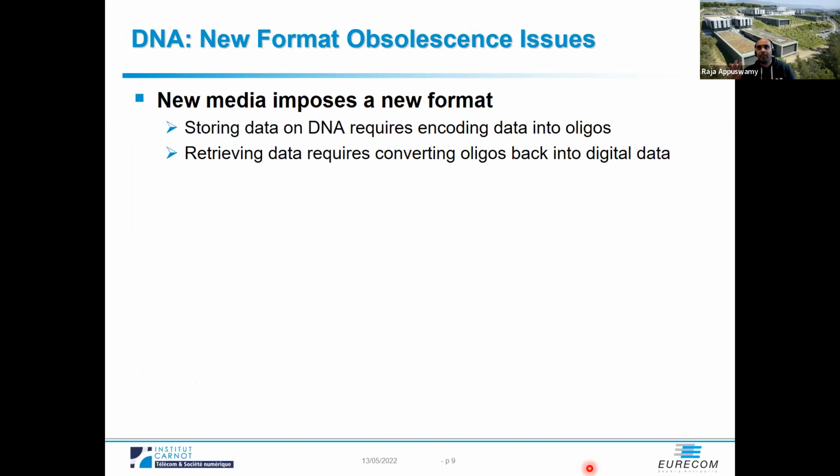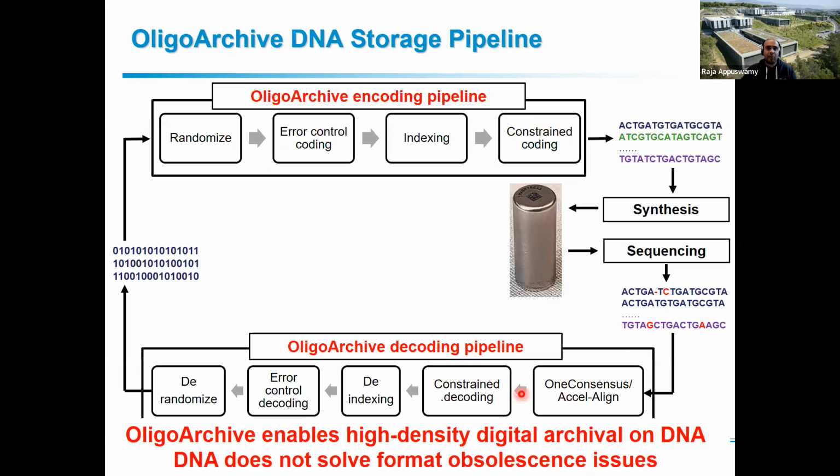And there is actually a bit bigger problem. It complicates format obsolescence a little bit more. When you store data on DNA, I told you, you need to encode the data into these oligos. Oligos are short strands of DNA, right? So retrieving the data requires converting these DNA back into digital data. That's what I showed you here. You need to convert this back.